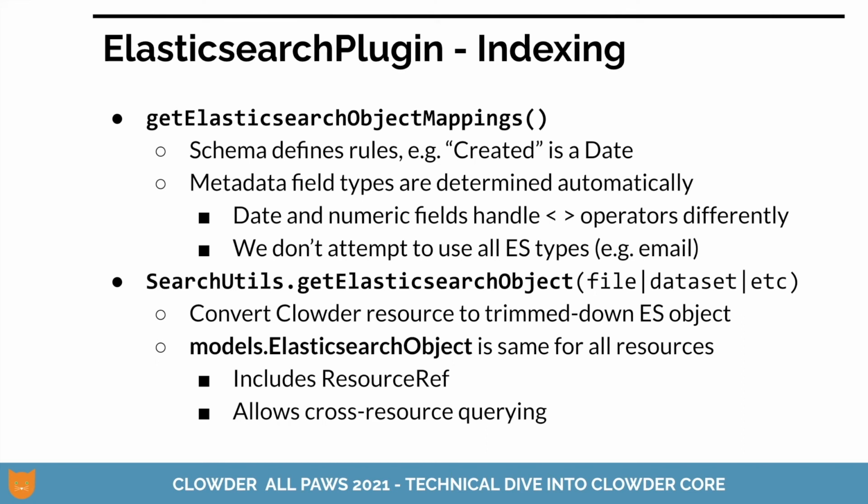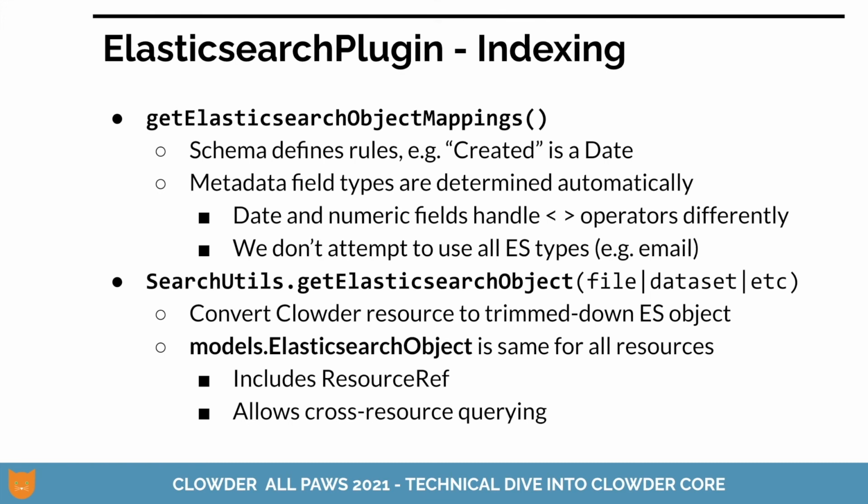When Clowder gets a new piece of metadata that it hasn't seen before, or a new field it hasn't seen before, Elasticsearch will do its best to guess at what the data type is. This is important because date and numeric fields handle greater than and less than operators differently, and you might get surprising search results if a field that you thought was a date is actually being treated as a string.